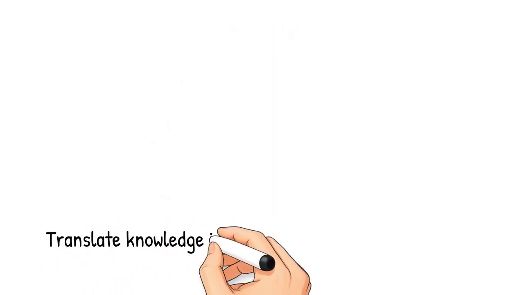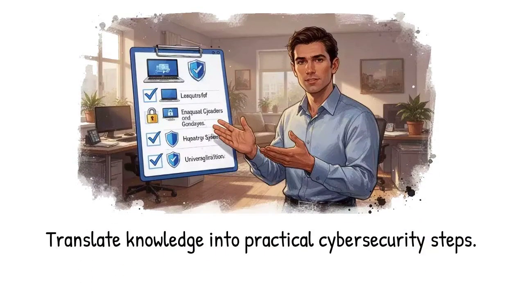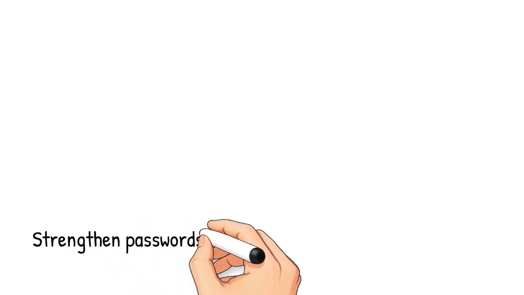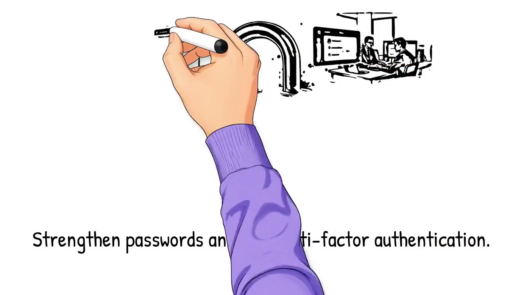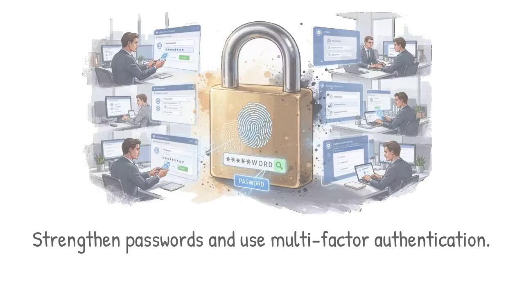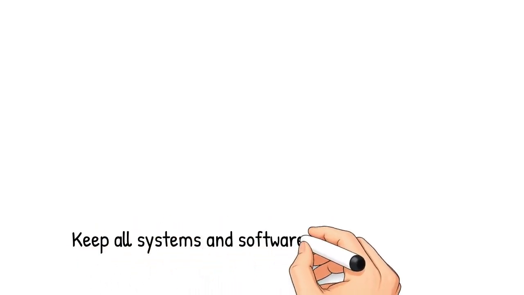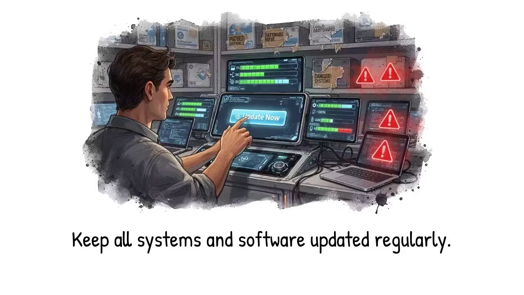Now that you understand how the internet works and why attacks happen, let's translate this knowledge into practical steps that anyone can follow. Use strong, unique passwords for every account. Enable multi-factor authentication wherever possible. Avoid reusing credentials. Companies should implement role-based access control, ensuring users only have the permissions they need. Apply patches regularly. Update operating systems, applications, and firmware. Outdated software is one of the most common entry points for attackers.